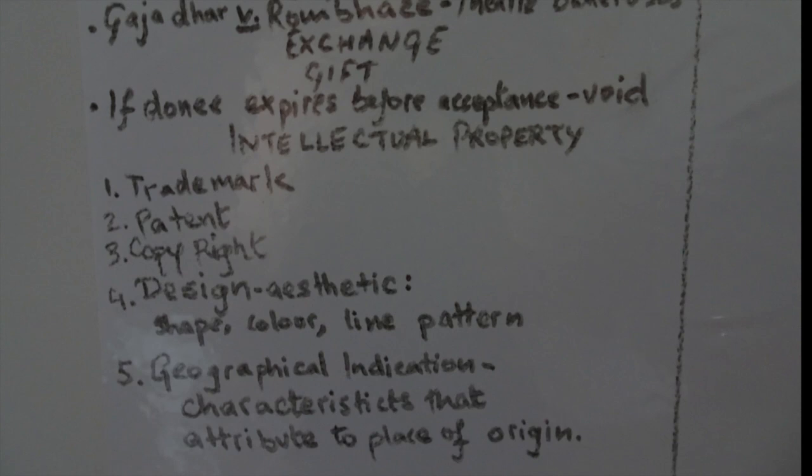Next thing is design. To get rights over a design, it's something that's aesthetic in nature. It includes things like shape, color, line, and patterns. Geographical indication refers to something that has characteristics that attribute to the place of origin. For example, Darjeeling tea, Banarasi saris, things like that. And that basically sums up your entire chapter on property.